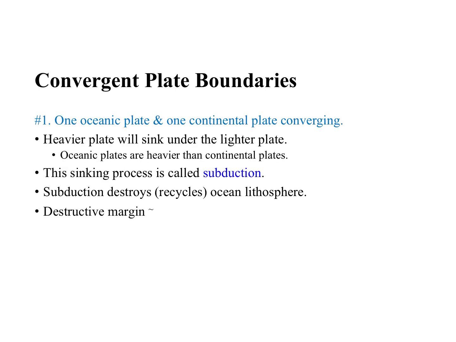So we are going to look at the first case, which is where we have one oceanic plate and one continental plate converging. In all cases, the heavier plate will sink under the lighter plate. In this case, we have an ocean plate that is converging with a continental plate, and ocean plates are always heavier than continental plates because of the type of rock that they're made of.